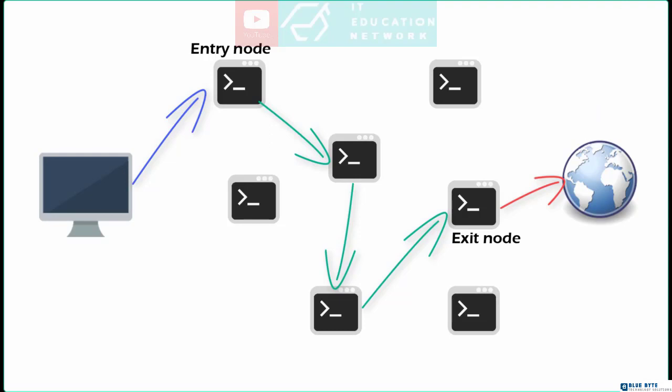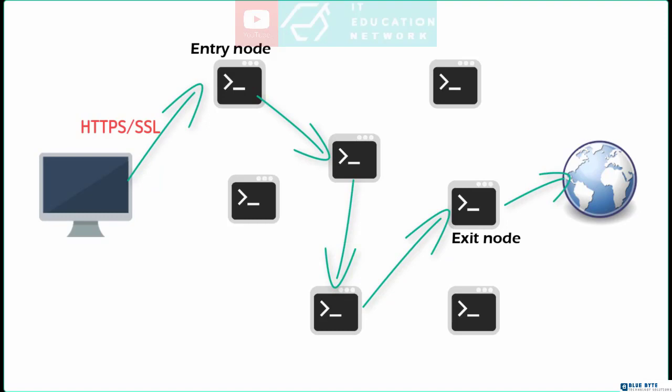This is why it's always recommended that whenever you use Tor, all your requests should always be encrypted. You should always use HTTPS or SSL whenever you're making your initial request to the Tor entry node, so that the entire communication will be encrypted from the beginning till the end. And if the final communication between the exit node and the internet is encrypted, it's going to make it a lot harder for a hacker to figure out who you are.